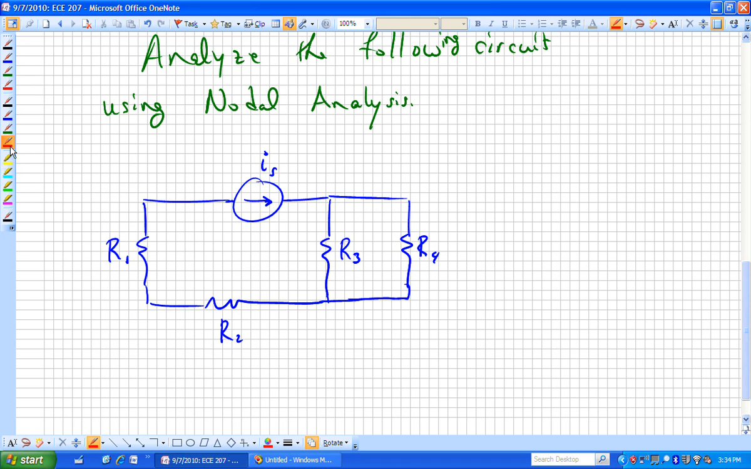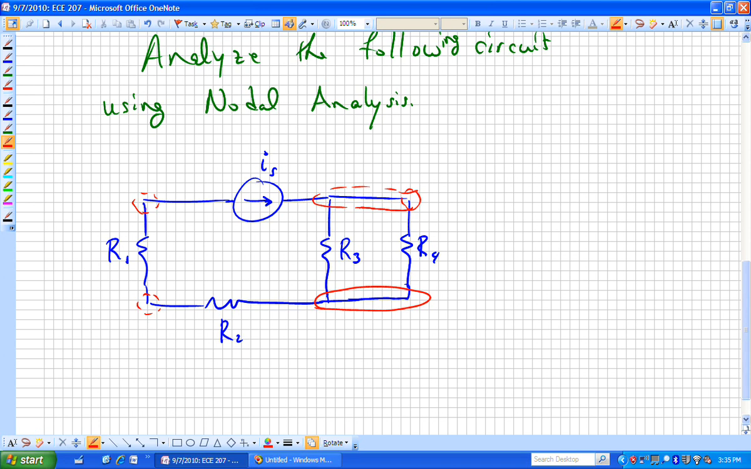How many nodes do we have? I heard 3 and I heard 4, and you're both right to an extent. Here's 1. There's 1. Actually, this is 1. Here's 1. And there's 1. There's 4 nodes, but I said 3 was right also. How could that be?